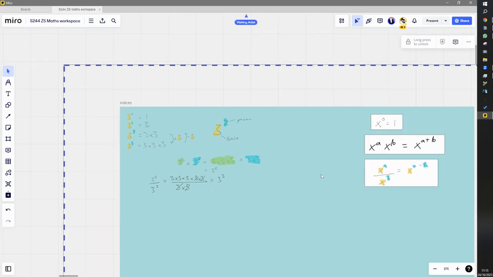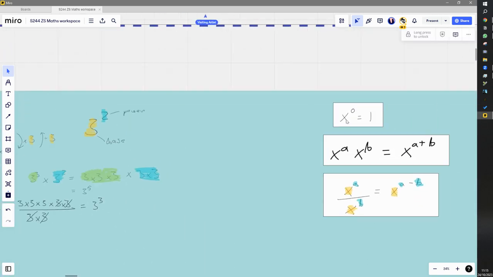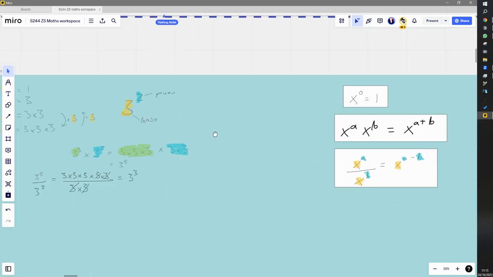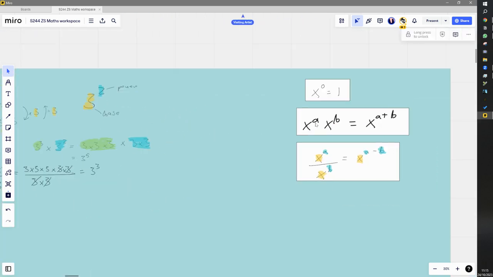So we've got, if we get any number and raise it to the power of 0, it's going to be 1. I showed that with this division idea. If we take a number to the power of something and multiply it by another thing to the power of something, it's equal to x to the power of those two powers added together. And when we divide, we minus them. Okay.